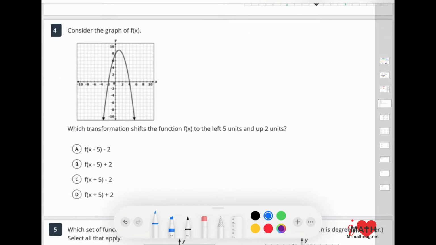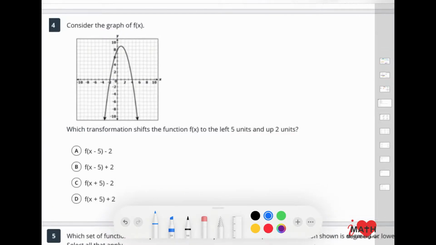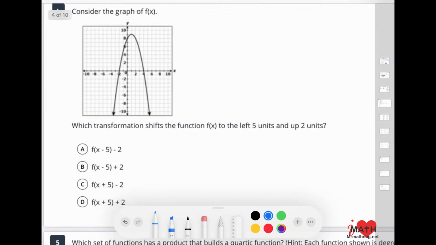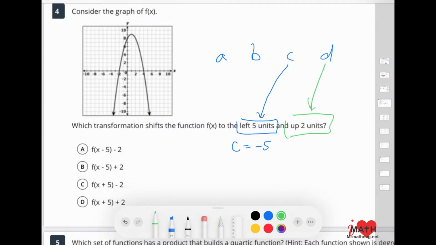Consider the graph of f of x. So there's the graph. It is a parabola. Which transformation shifts f of x to the left 5 units and up 2 units? Okay. Got to think back to your letters A, B, C, and D for transformations. And C, going to the left here, is a -5. And up 2 units is our D value. So D is a +2.